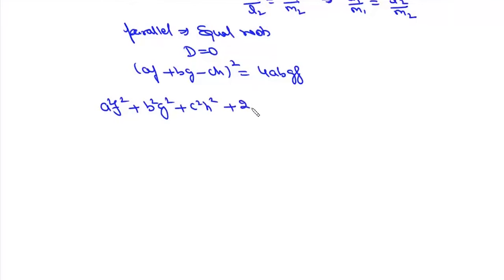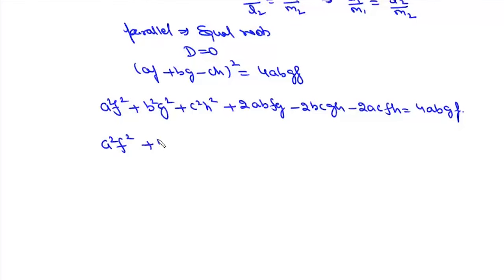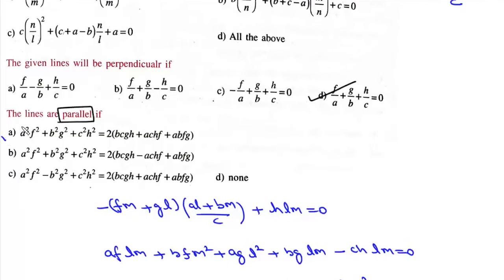square H square plus 2ABFG minus 2BCGH minus 2ACFH, and it will be equal to 4ABGF. If we rearrange it, we can write this as A square F square plus B square G square plus C square H square will be equal to 2ABFG plus 2BCGH plus 2CAFH, and which is your option A.